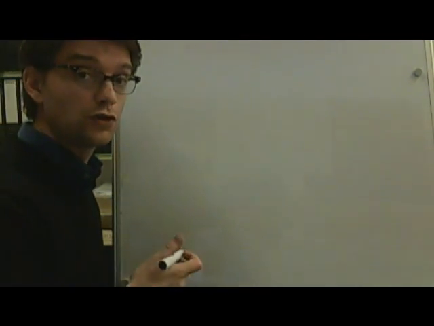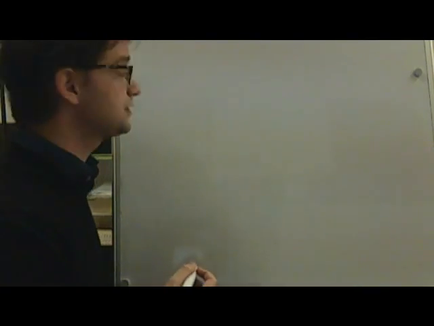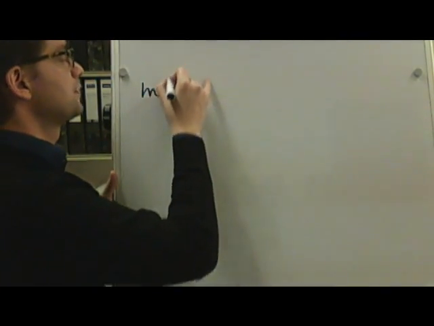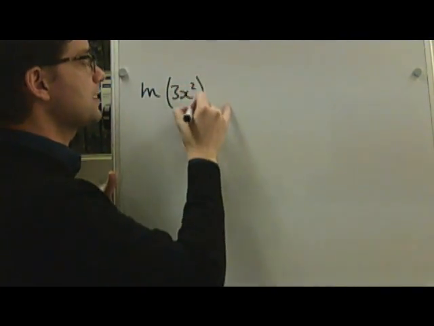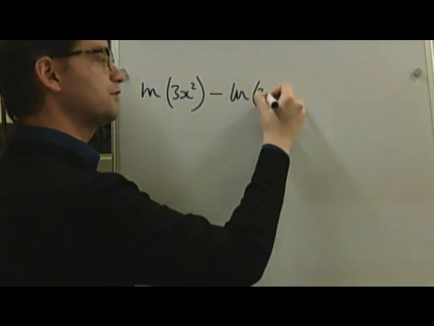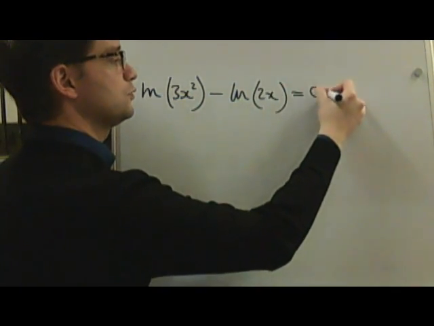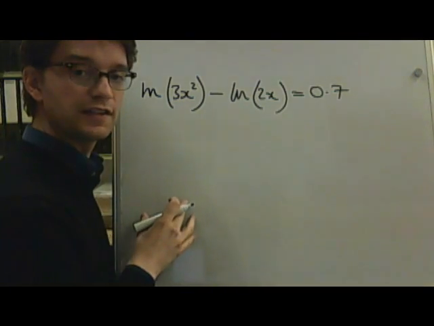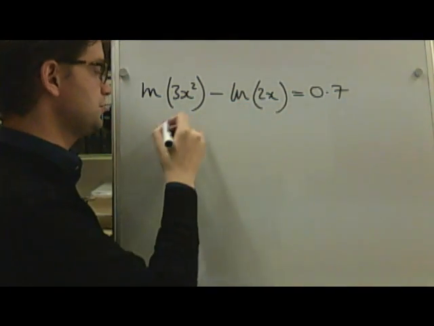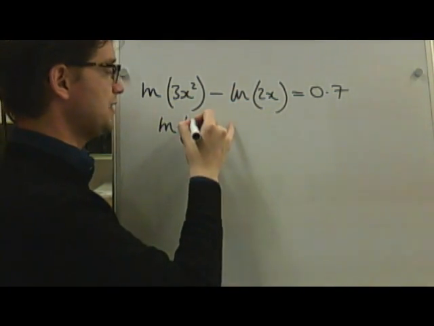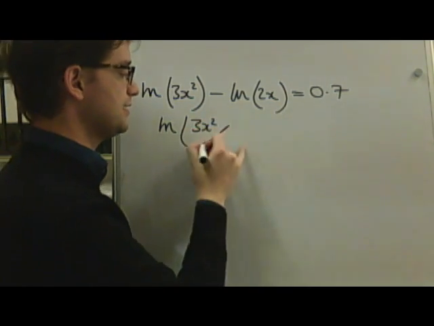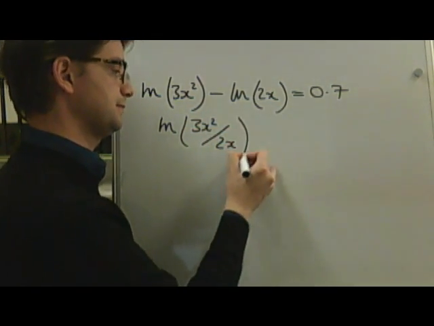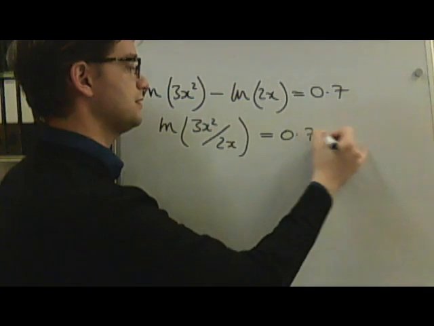Sometimes we have to use the log laws to simplify the thing before we start. So suppose I've got log of 3x squared minus log of 2x equals 0.7. The first thing I'm going to do is simplify this using the log laws to be log of 3x squared over 2x equals 0.7.